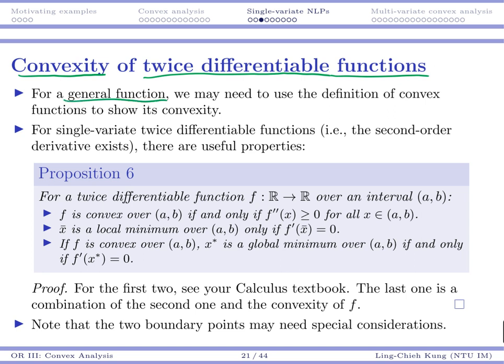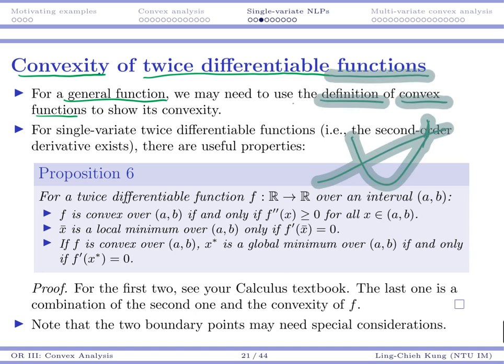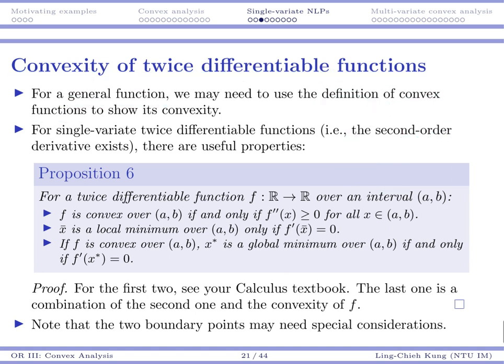So when we have a general function, we may use the definition of convex function to talk about convexity. Okay, the definition is that when you cut with a line, that line segment should be above that function. But if we always want to use the definition to do the convexity check, that may be too difficult or too tedious. So if we have twice differentiable functions, in particular when they are just single-variate, which means the second order derivative exists, then we have proposition 6, which is quite useful.